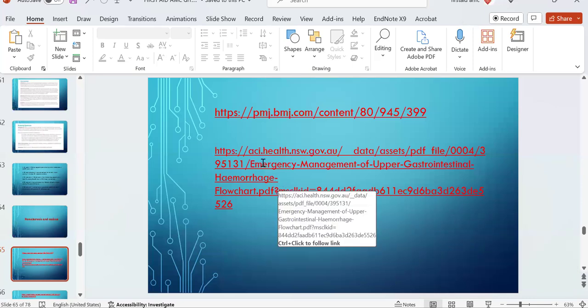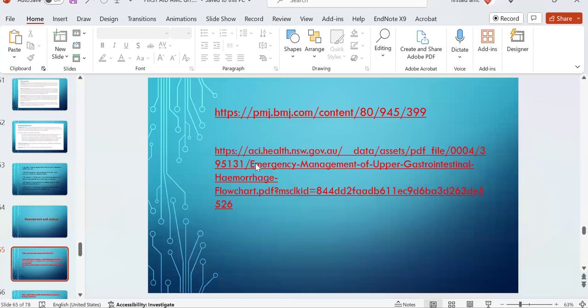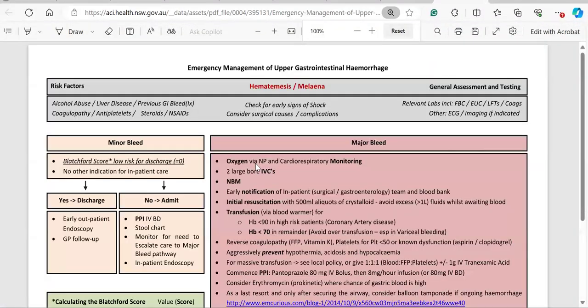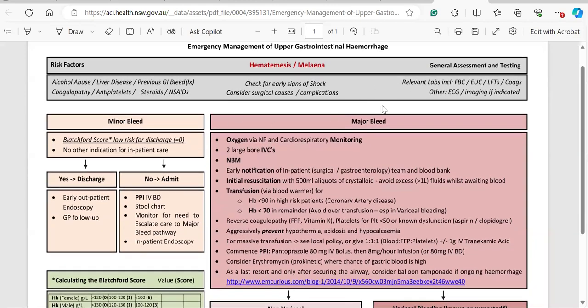For any kind of emergency management, if you want to look into the guideline, you can always search aci.health.nsw. So for any emergency cases, if you want to read precisely, this is a very good guideline. So: emergency management of upper GIT hemorrhage. Definitely you will find out what kind of risk this patient has, like is this patient having a peptic ulcer or chronic use of NSAID. So there will be something that you will be able to find.